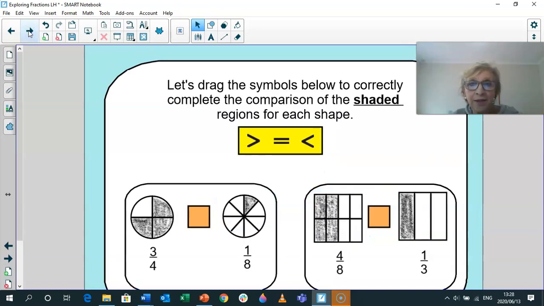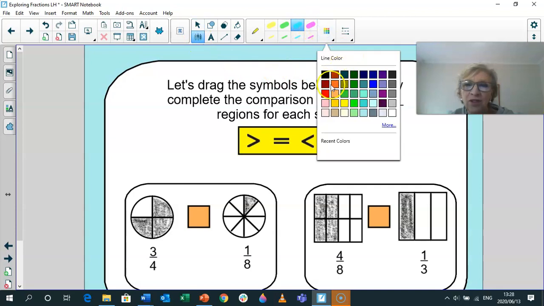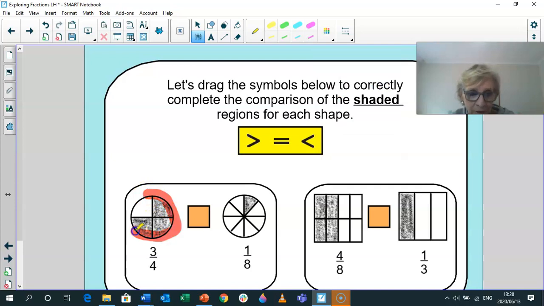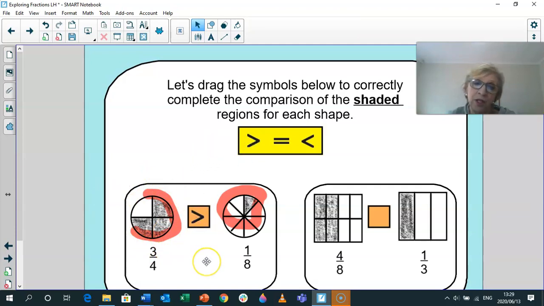Let's now try this one. We're now going to say which is bigger by comparing what is shaded. So over here, I want to change my color. Let's do some red. Over here, 3/4 are shaded and only 1/8. Okay, so which is bigger? Yes, this one is bigger. So I'm going to take the greater than sign and put it in the box. So what does that say then? 3/4 is greater than 1/8.